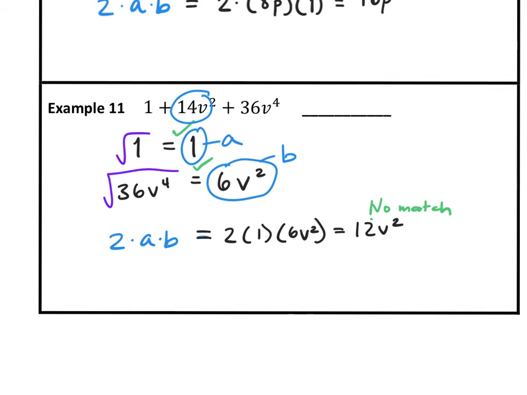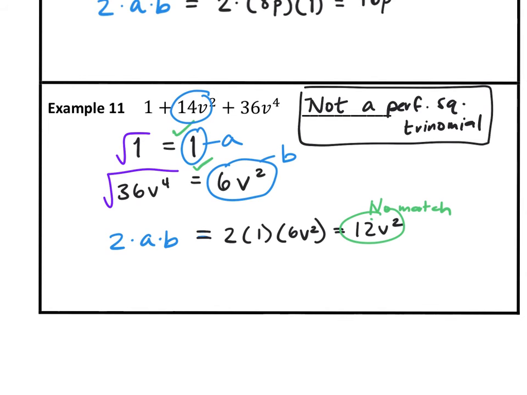No match. It doesn't match, right? This doesn't match the middle term here. So because these two don't match, then this is not a perfect square trinomial. So it's not a perfect square trinomial.